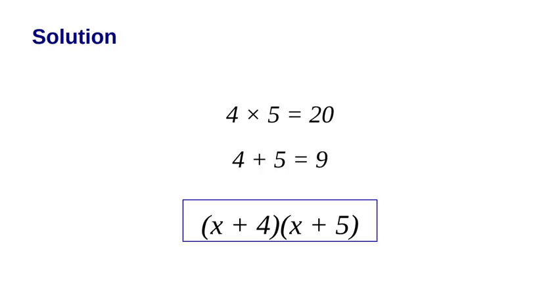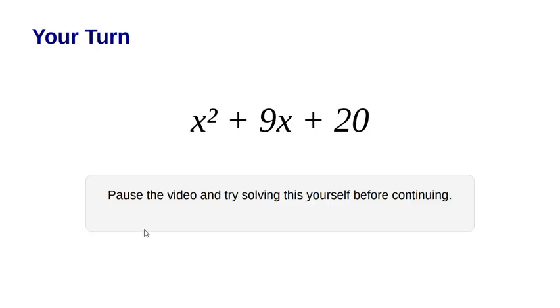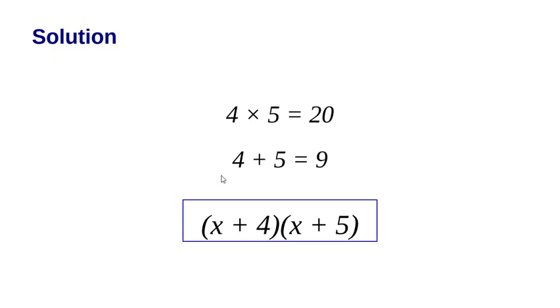Okay, I hope you got 4 and 5, because multiplying each other equals 20. And then 4 plus 5 equals 9. So x plus 4, x plus 5, and that's how you factor it. Okay, let's try another one.